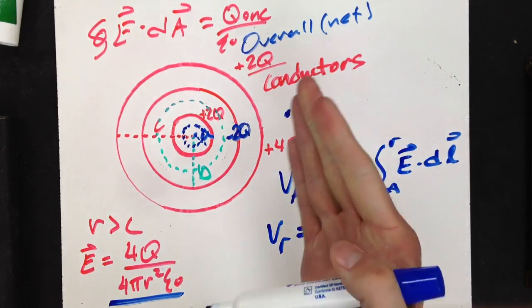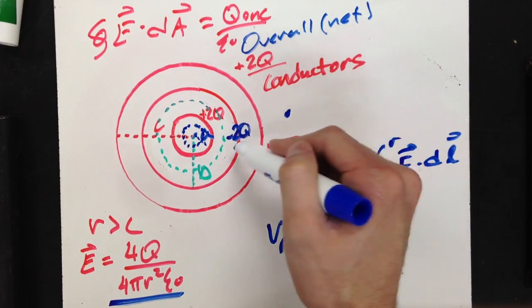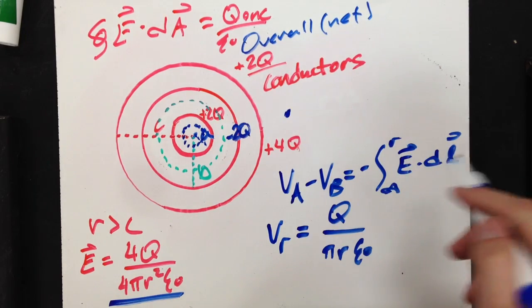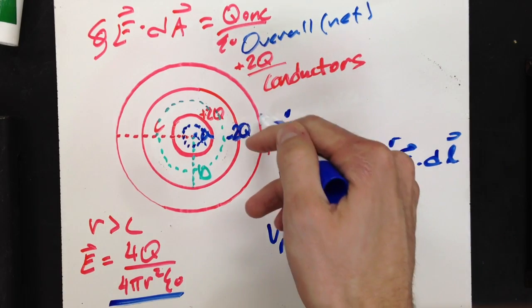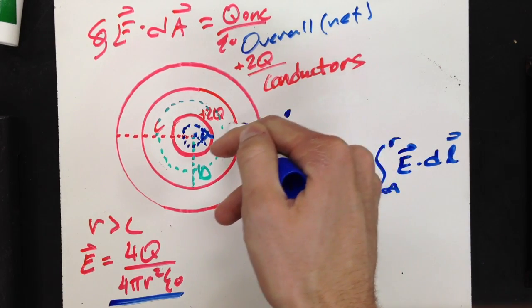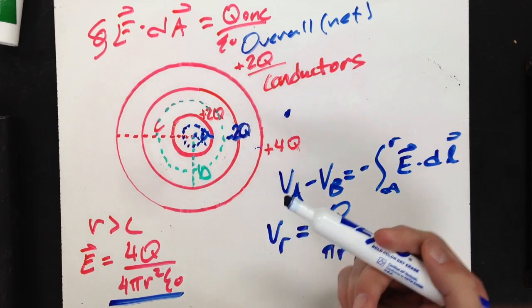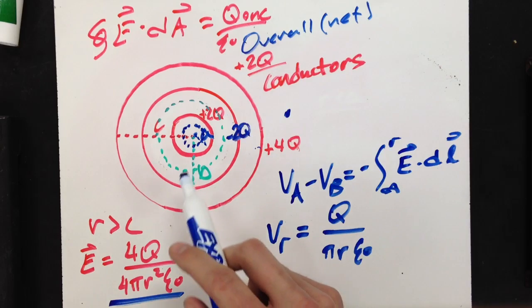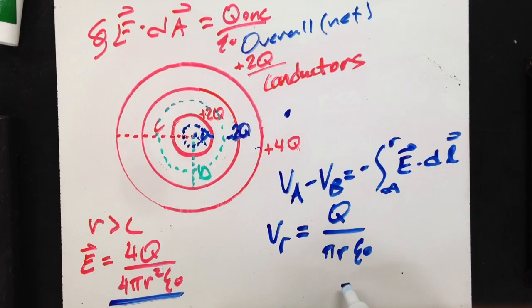Now, once I pass this outer surface here and I get inside the conductor, I've got no electric field, but I would be integrating 0 dr. Okay? And my electric potential inside this outer shell, inside the conductor, would actually be a constant. And the constant is what I get when I plug in C for my R.